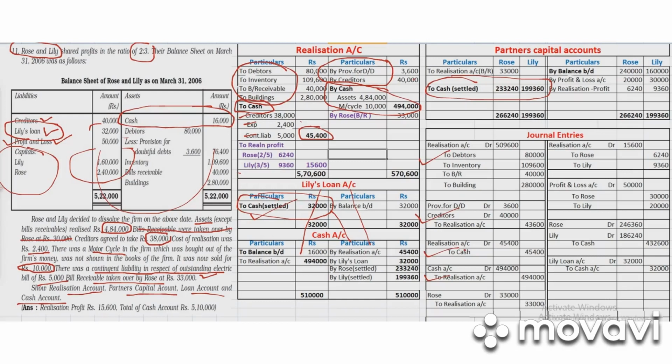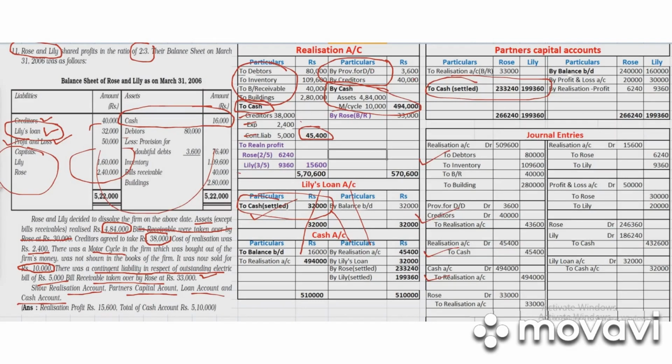Then when cash is coming through sale proceeds, you put it here, cash account to realization account, you can see 4,94,000. When cash is paid, credit what is going out. So cash is credited here. In this way, you just understand the basic principles of making the journal entries. It will be very easy. So from the realization account, you can pick up all those entries one by one.